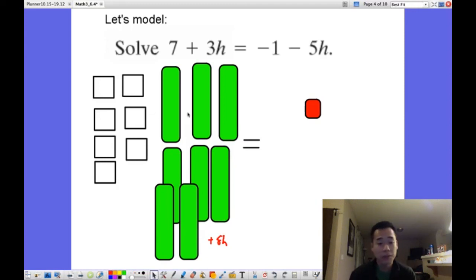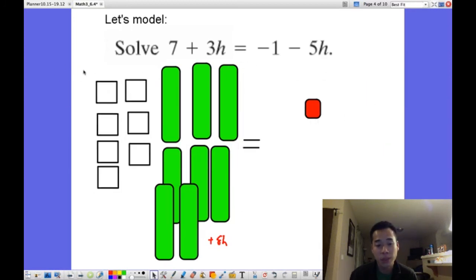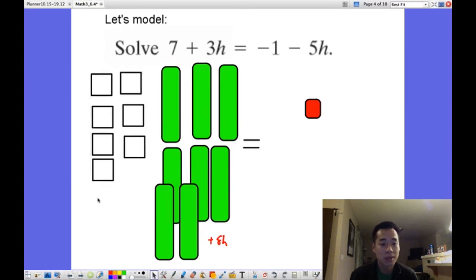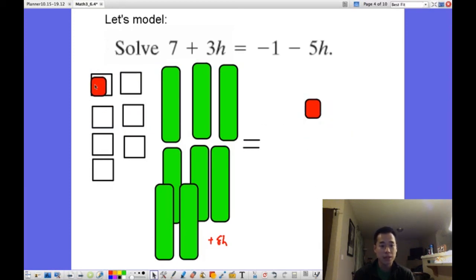Now I just have a regular two-step equation. So again, since I moved all my variables to the left-hand side, I need to get this positive 7 over to the other side. And remember in math, in order to cross that equal sign, we have to do the inverse. So instead of adding 7 to both sides, I'm going to add negative 7 to both sides of my equation to cancel out the left-hand side.